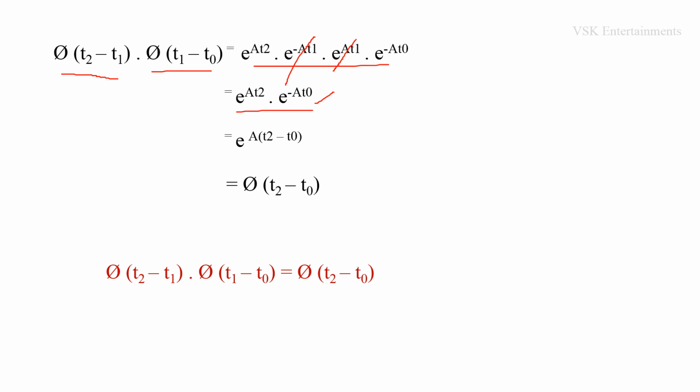From these terms take A as common. Then e^A into, by taking e^A as common, we get (t2 − t0). We know e^(At) is Φ(t), so here e^(A(t2 − t0)) is Φ(t2 − t0). So this is the fifth property of STM, that is Φ(t2 − t1) into Φ(t1 − t0) is equal to Φ(t2 − t0). These are the properties related to state transition matrices.